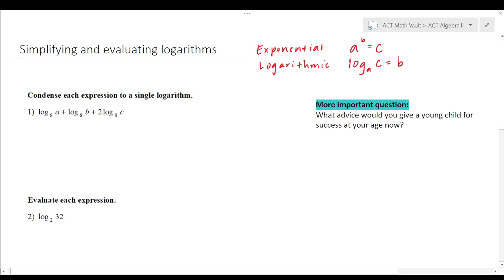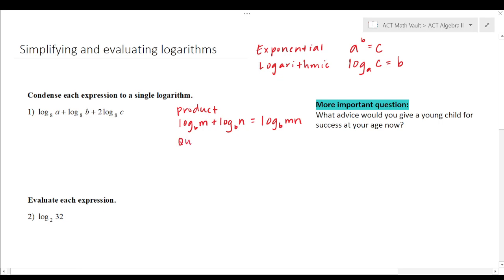Before we do that, let me also write out some of the properties of logarithms that could help us with this first. Okay, so the product property says basically log base b of m plus log base b of n, notice they have the same base, is equal to log base b of m times n. So when you add, you multiply.